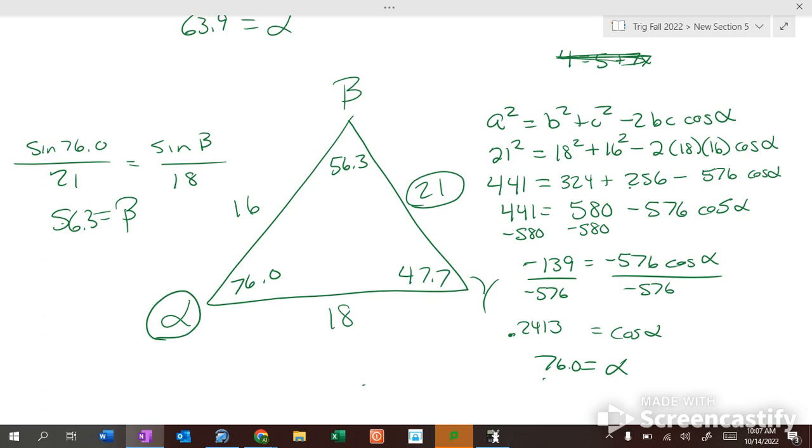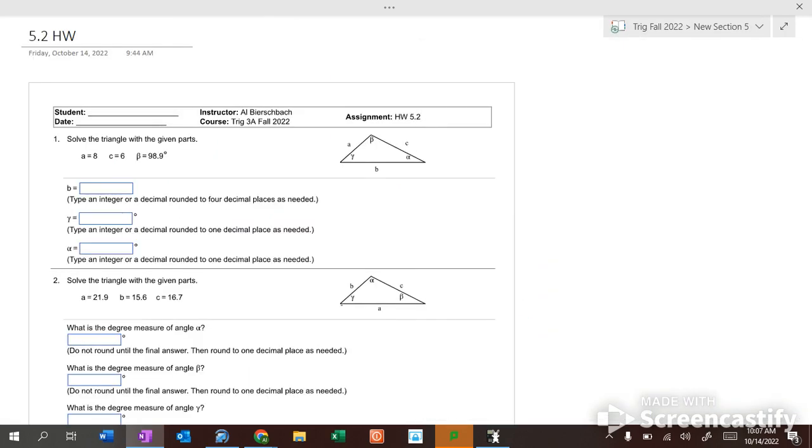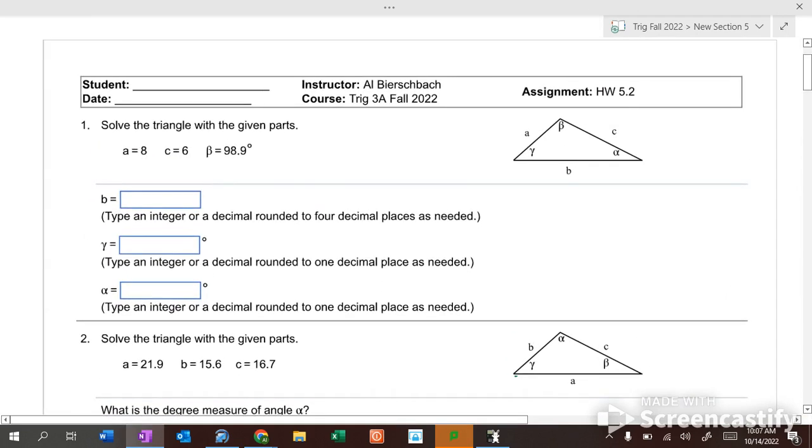So, side-side-side is a little bit more difficult, takes a little more time. Okay? All right. So you'll start with a side-angle-side problem. So let's do this one quick. A is 8, C is 6, B is 98.9. Okay? First step, what do we do? Find the longest side? Nope, don't have to find that. Do the law of cosines right away.